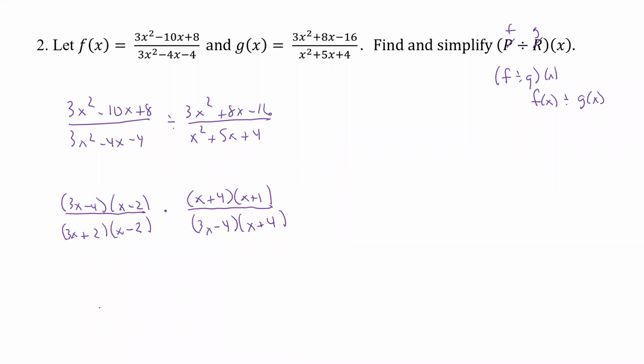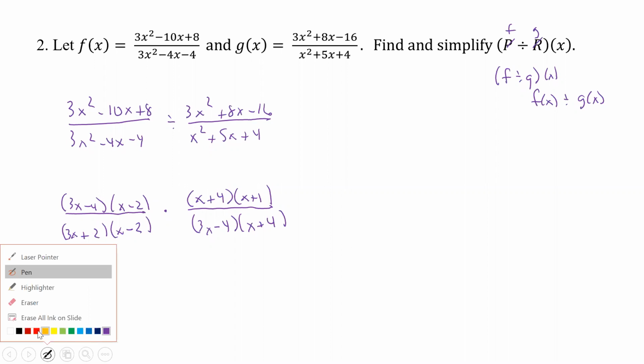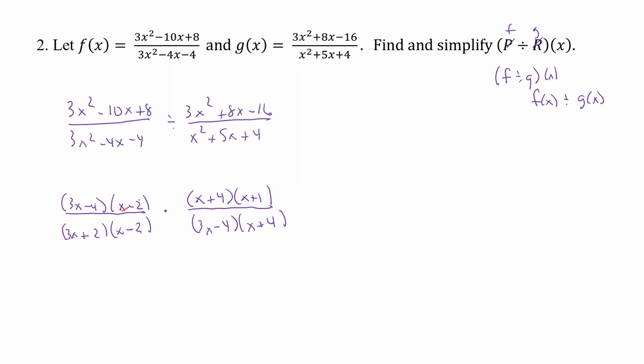And so now I think I have everything done, so let's cancel. All right, well, x minus 2, 3x minus 4, 3x minus 4, x plus 4, x plus 4. Now I just have (x plus 1) over (3x plus 2). And so that then is going to be my final answer for the f of x divided by the g of x. And that's all I have for this section.